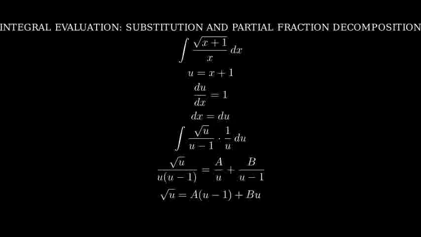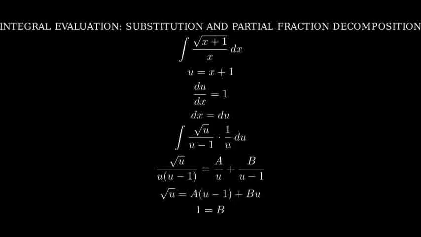Let's apply partial fraction decomposition. To do that, we express the integral as follows to simplify our computation. Next, we multiply each term by the common denominator u minus 1 to eliminate the fractions. We get the square root of u equals A times (u minus 1) plus B times u.